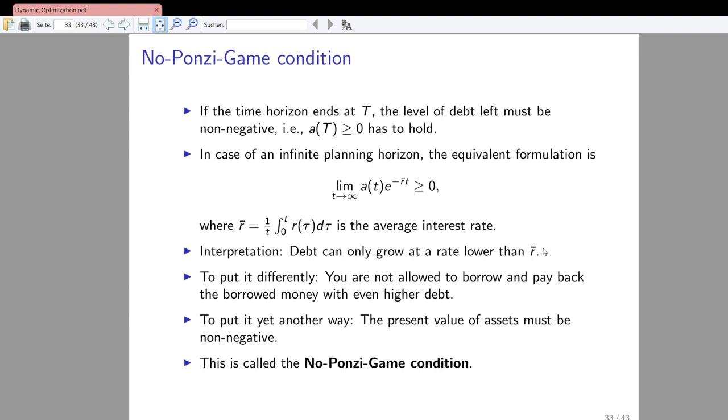To put it differently, you are not allowed to borrow and pay back the borrowed money with even higher debt. And in a more compact formulation, it means that the present value of assets must be non-negative. And that's basically the no-Ponzi-game condition. It rules out a Ponzi scheme where somebody just pays back her debt by going to the bank, asking for an even higher loan and paying back the previous loan, but basically indebting herself indefinitely, which the financial market would not allow for.